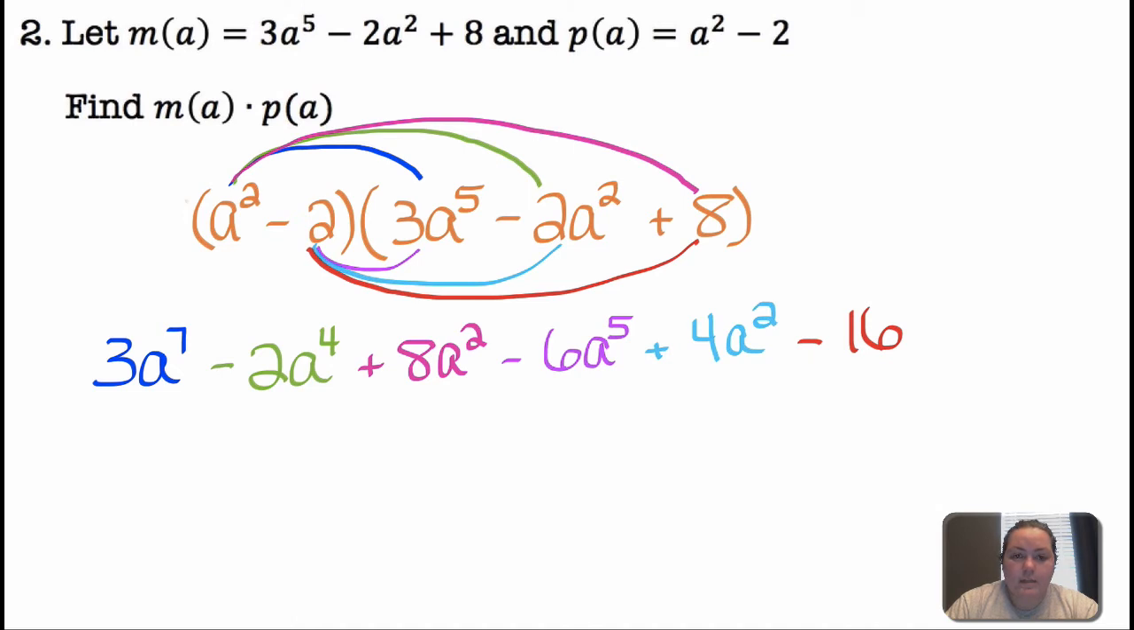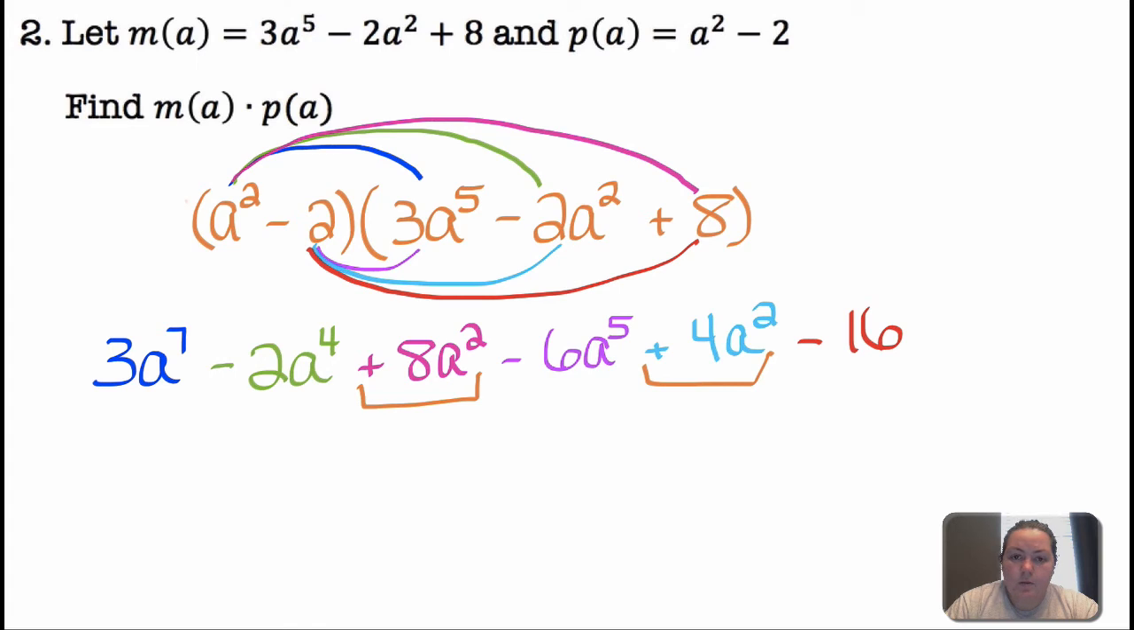Now I'm going to look for any like terms. So any a to the 7th can be combined, a to the 6th with a to the 6th, a to the 5th with a to the 5th, a to the 4th with a to the 4th, a to the 3rd with a to the 3rd, a to the 2nd with a to the 2nd, a's with a's, and constants with constants. But it doesn't look like I have any like terms. So instead, I do have like terms. I have a squareds. So I'm going to combine those.